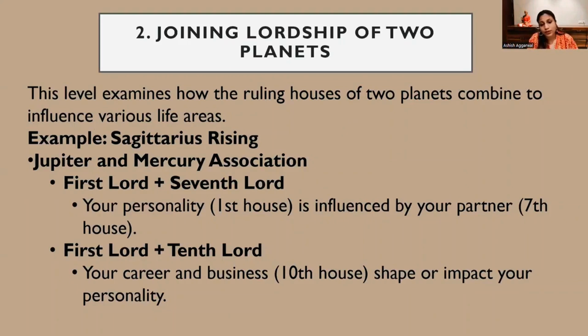My ascendant lord is associated with the 7th house, and my ascendant lord is also associated with the 10th house. So my personality is being directly influenced by my partner. Whatever is happening, good or bad, it impacts me deeply. If the first lord is associated with the 10th house, then the influence on my business, reputation, and career has a significant effect on me, or it holds an important meaning for me.